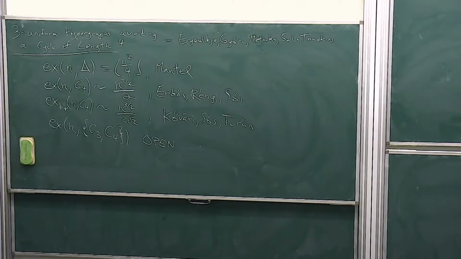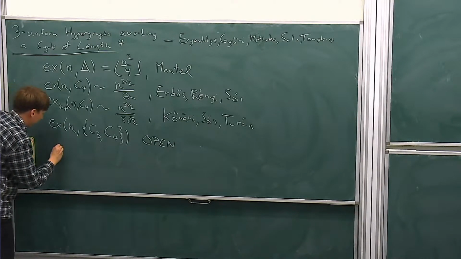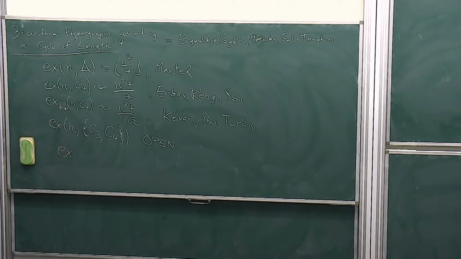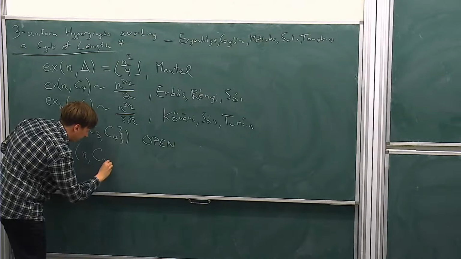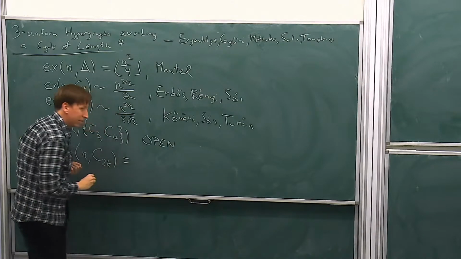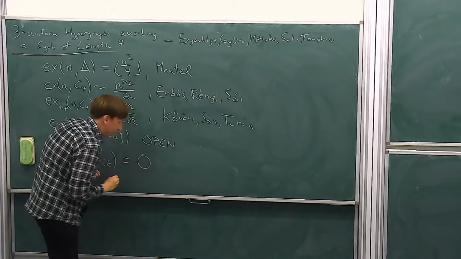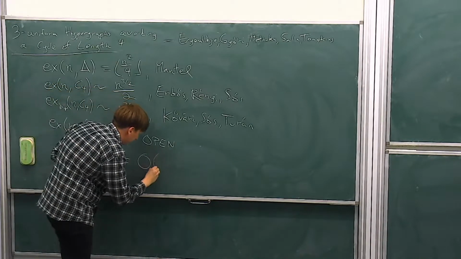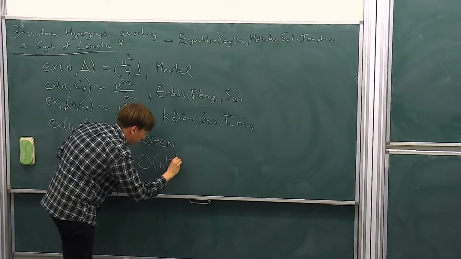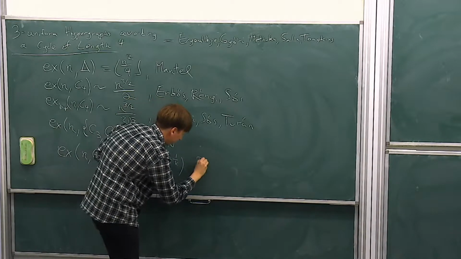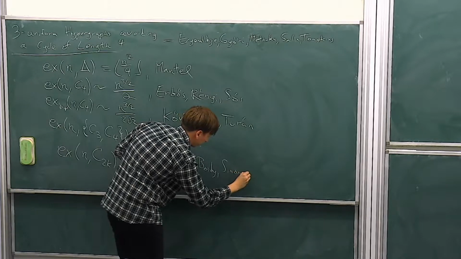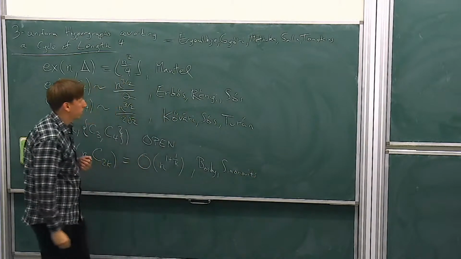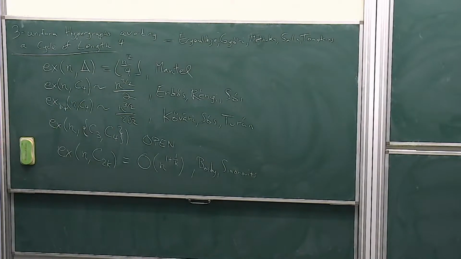And one more thing. If instead of C4 we forbid some arbitrary even cycle, then we have the result of Bondy and Simonovits on the extremal number of C2k. We don't know exactly what the order of magnitude should be, but there's an upper bound of the form n to the 1 plus 1 over k. This is Bondy and Simonovits. So that's just a reminder in the graph case.